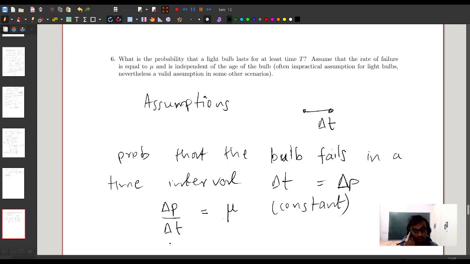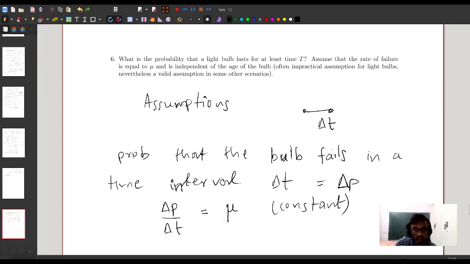not a good assumption for actual practical light bulbs, because they age, and let's say after 2 years of usage, they are more probable to fail in a given interval of time, because of all the history. But in this assumption, that is not considered.